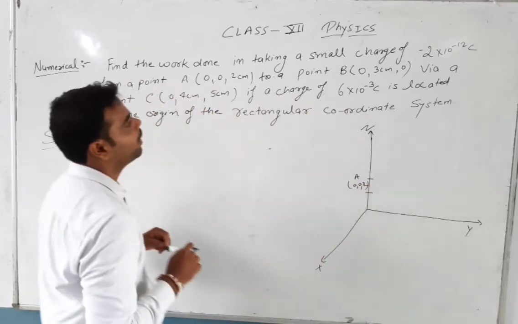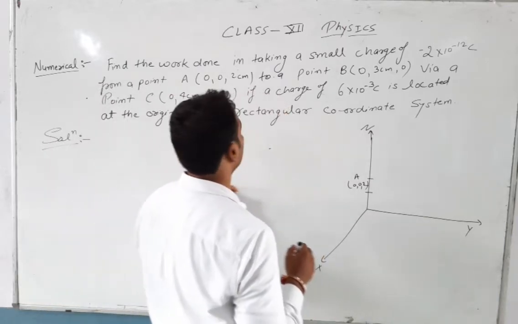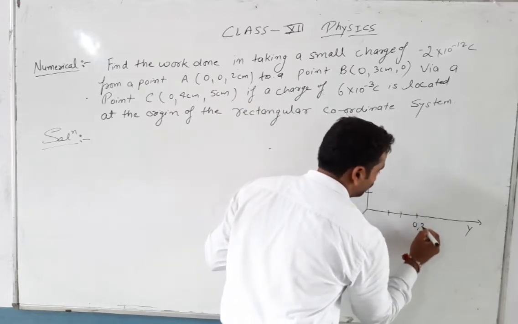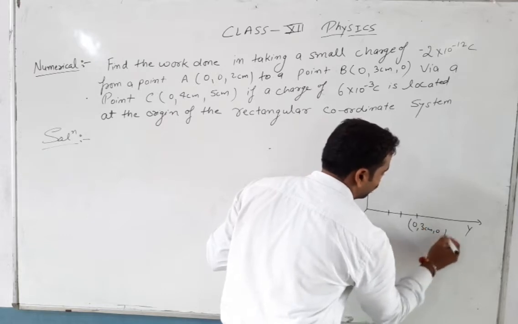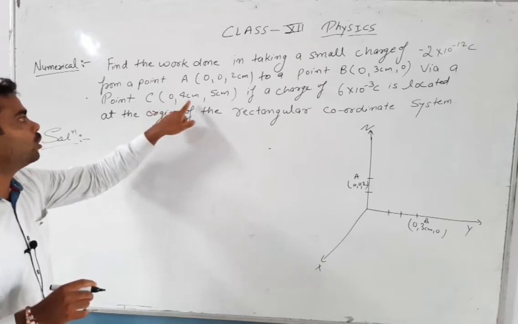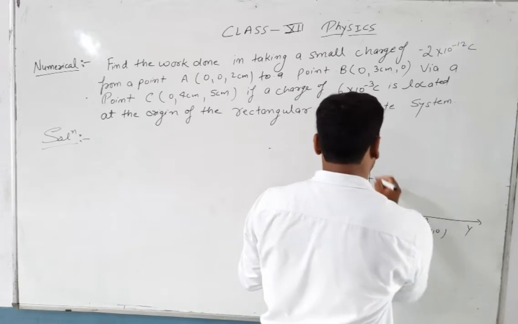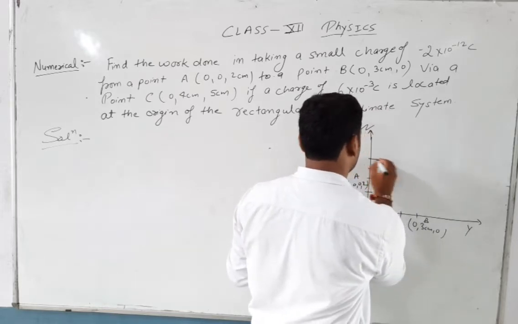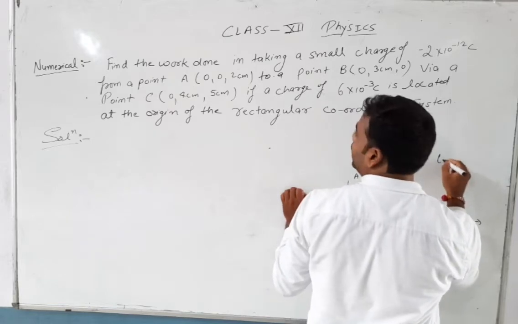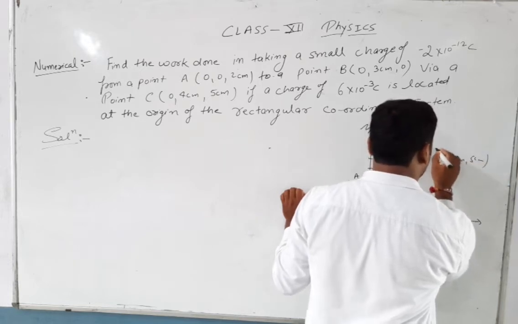Now the point B given to us is (0, 3, 0), so it will be 3 centimeter on the y axis and 0, which is point B. And the third point given to us is C (0, 4, 5) centimeter, so this is the point 4 centimeter and 5 centimeter, so this is the point C.